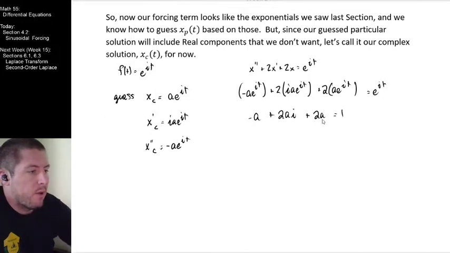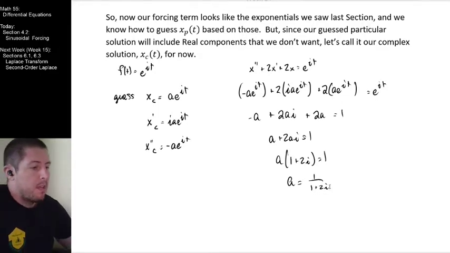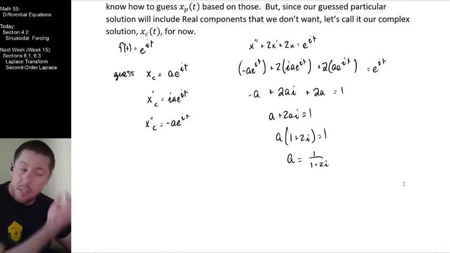So it looks like I have a negative 1 and a positive 1 right there. So it looks like a plus 2ai equals 1, and a times 1 plus 2i equals 1. And it looks like a equals 1 over 1 plus 2i. So this is good. We found our version of a that we want.